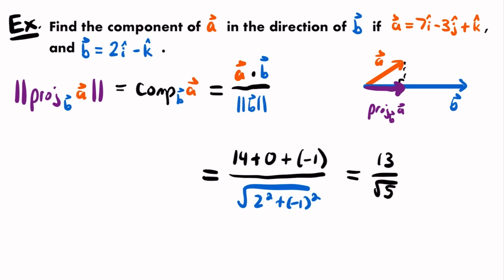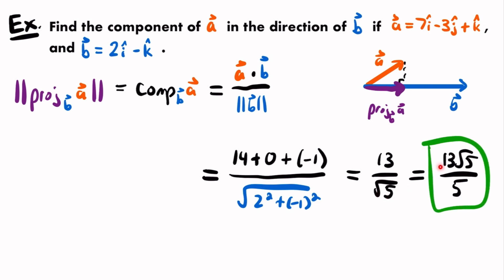But if you like to rationalize your answers, if you like to remove square roots from the denominator of your expressions, you could multiply this fraction by the square root of 5 divided by itself, and that would give you 13 square roots of 5 divided by 5. And then that square root is no longer in the denominator. Okay, the square root of 5 times 13 is 13 square roots of 5, and the square root of 5 times itself is 5. And so that right there is the component of A in the direction of B.